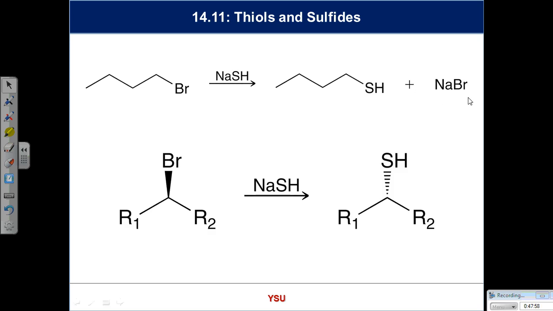Next one down. Why is this inverting? Why is the stereochemistry changed? It's an SN2. Think again backwards. That's an example of an experiment you can do to prove it's an SN2. The product was inverted, therefore it must be an SN2.